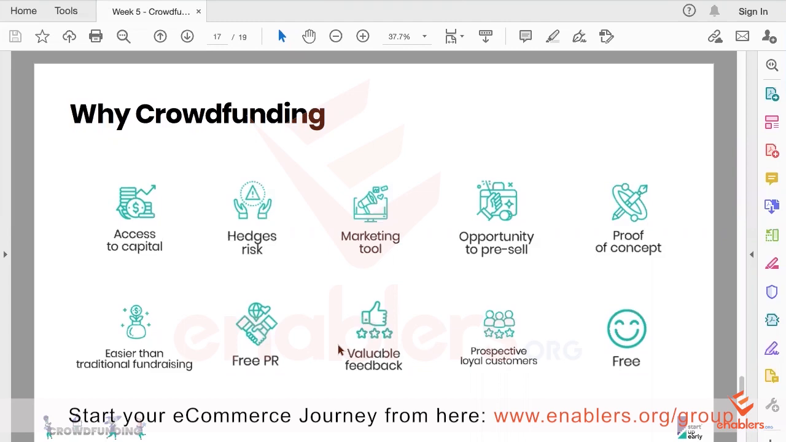Marketing tool, we've been mentioning that while you're running your campaign in parallel, Kickstarter, Indiegogo की आजकल अपनी भी इतनी following है that just placing a campaign on it as well can serve as a great marketing tool. So you have the opportunity to pre-sell आप अपने products, the whole idea of crowdfunding is कि आप pre-sell कर रहे हो.